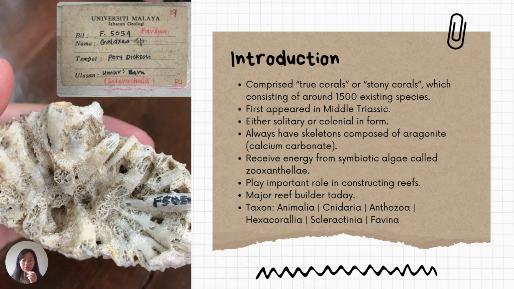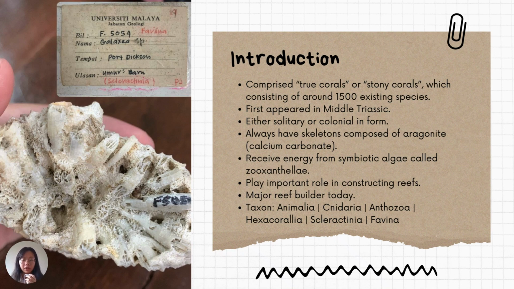They receive energy from symbiotic algae, which are called zooxanthellae, which will be discussed further. Scleractinia play an important role in constructing reef and become the major reef builder today. We can see the picture at the left side is the Scleractinia, which I've shown to you all just now, collected at the Port Dickson.